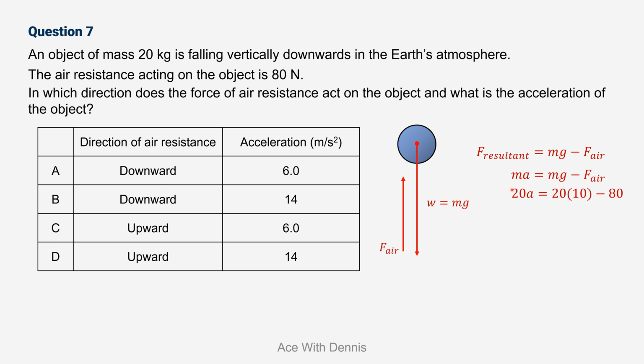The mass is 20, so we have 20a. This is m times g, which is 20 times 10, and the air resistance is 80 newtons here. We solve this equation: we have 200 minus 80 over 20. Calculate, and we get 6.0 meters per second squared. So the air resistance is pointing upwards and the acceleration is 6.0 meters per second squared. So the answer will be C.